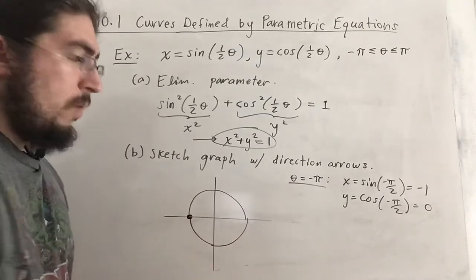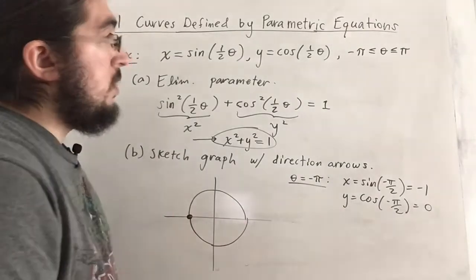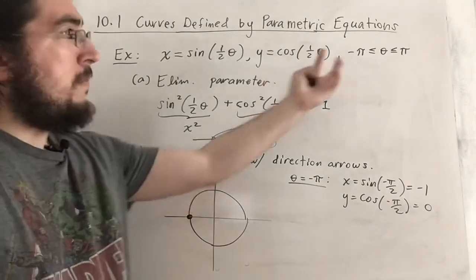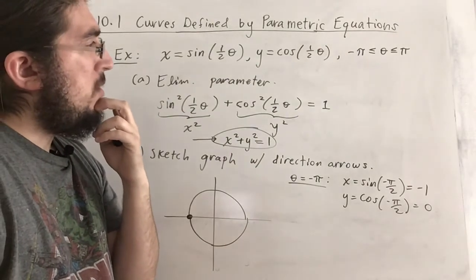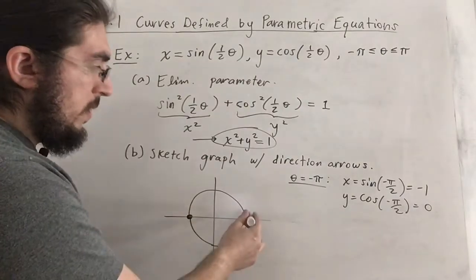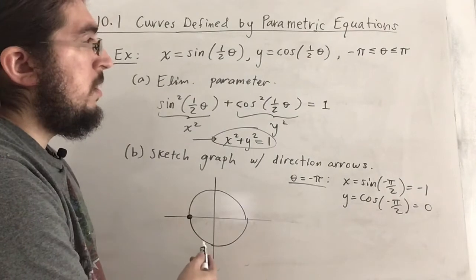X equals negative 1, y equals 0. So we start here, and now what direction do we go in? Well, I guess we can plug in some number in between. I don't want to plug in 0, because when you plug 0 into sine and cosine, you'll get this point, and it's not obvious if we're going in this direction or in that direction. So let's plug something a little closer.